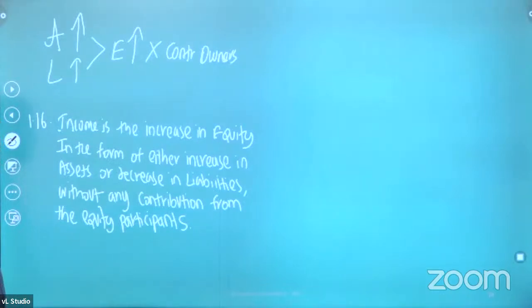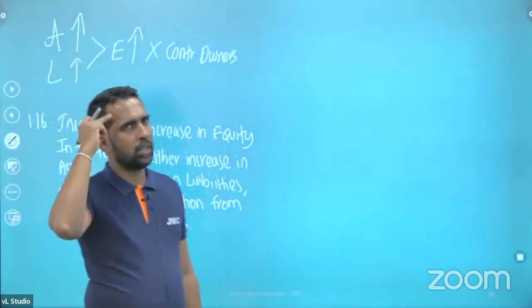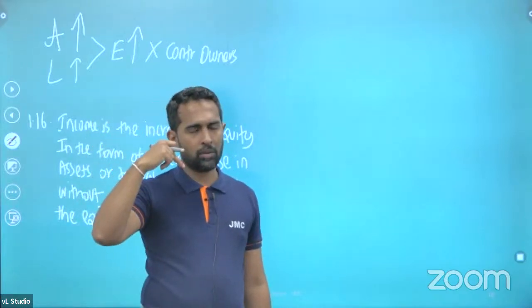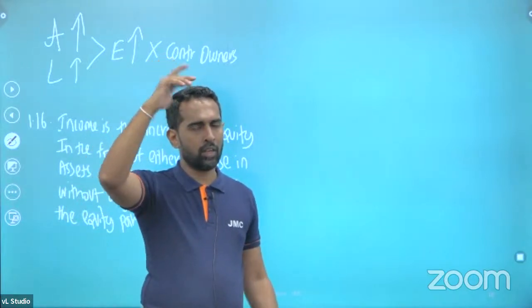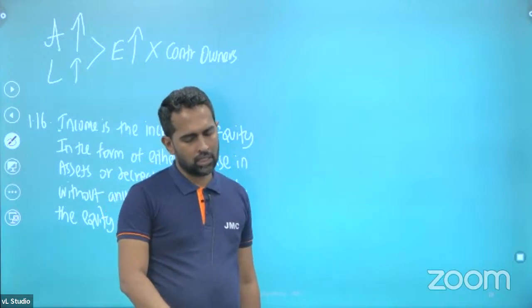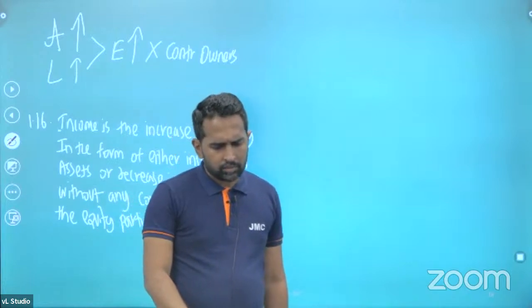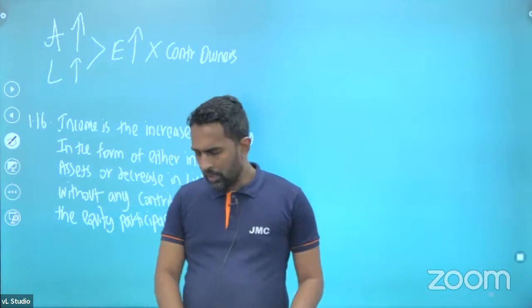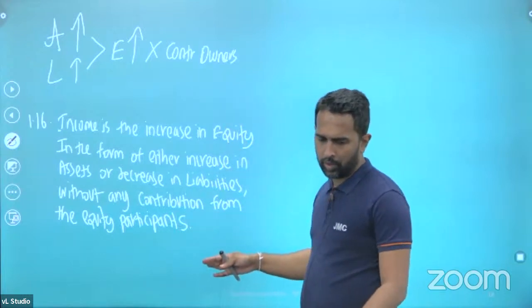So how do I remember this stuff? Because I can't remember this lengthy sentence. The easy way is I remember using a small method. What I remember is kind of a chart in my head. Income: assets will increase, liabilities will come down, which will result in increase in equity without any contribution from the equity participants. So this is basically the answer, 1.16.